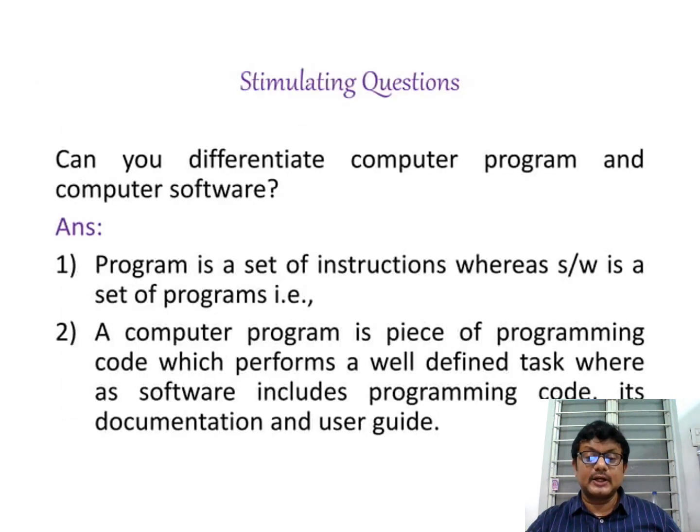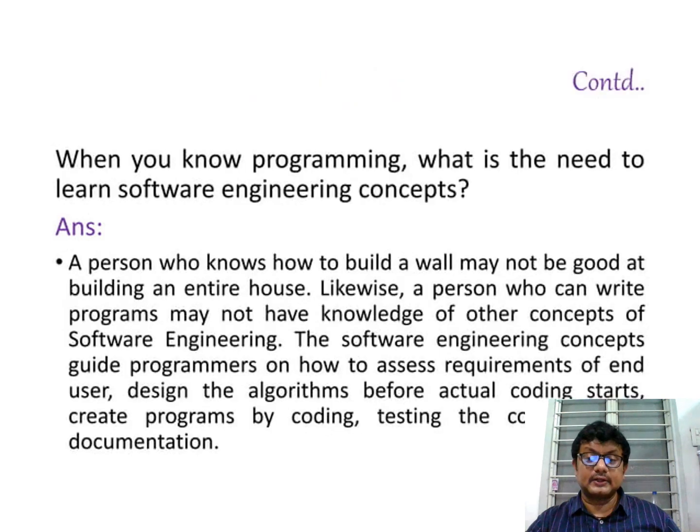So what are the stimulating questions we have? Can you differentiate computer program and computer software? A program is nothing but a set of instructions, whereas software is a set of programs. That is, a computer program is a piece of programming code which performs a well-defined task, whereas software includes programming code, its documentation and user guide.